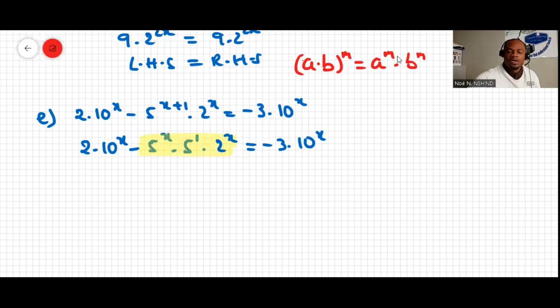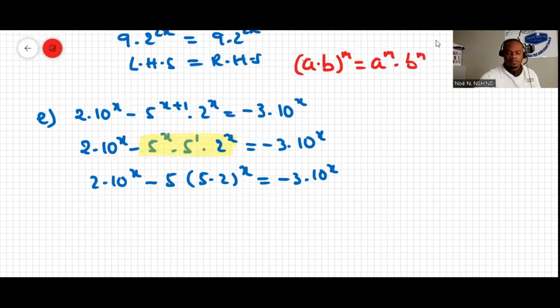So here we have this form, the form that we have in the left, in the right, I mean 5 to the x times 2 to the x. So we can combine that into what's in the bracket here. So we can just write here 2 times 10 to the x minus 5 multiplied by 5 times 2 to the power of x equal to negative 3 times 10 to the x. And then this will make like 2 times 10 to the x minus 5 times 10 to the x equal to negative 3 times 10 to the x.